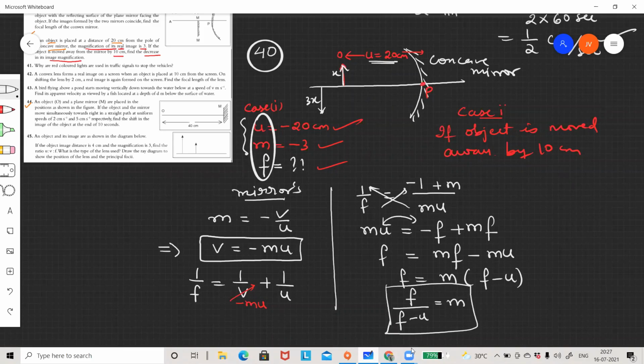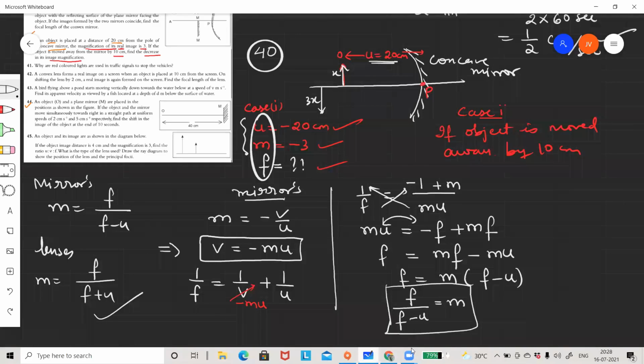Okay, so for mirrors, magnification is f by f minus u, and for lenses, it will be just a small difference, f by f plus u. We can do the same derivation to get this one. In lenses, we'll have magnification as not minus v by u, it is plus v by u. And the lens formula will be 1 by f is equal to 1 by v minus 1 by u. So there, if we plot v, we will get the second formula. All right. So right now, this one.